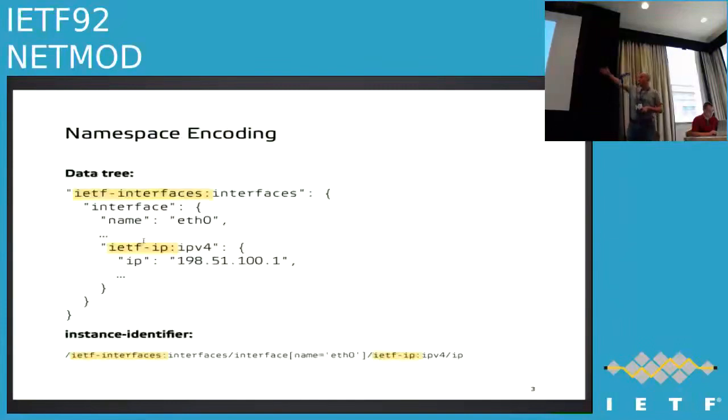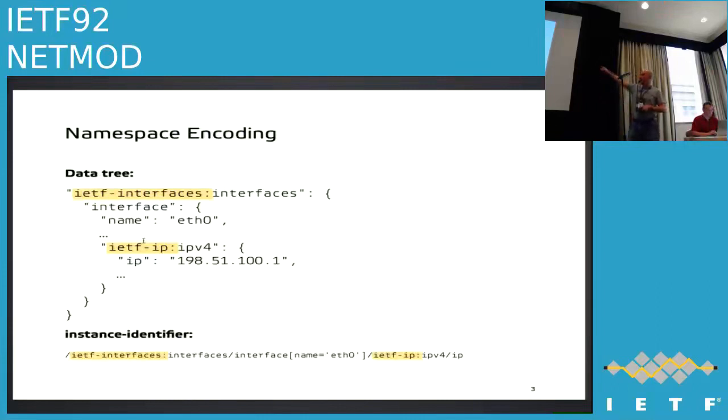So these are essentially the rules for namespace encoding. The rules are that for encoding of node names in the data tree, the namespace in JSON encoding is always the module name, nothing else. And the namespace has to be present on each top-level node, and then each time the namespace changes. So as you can see, a real-life example using interfaces and IP modules.